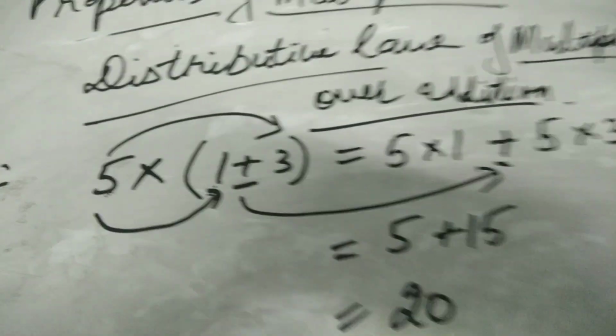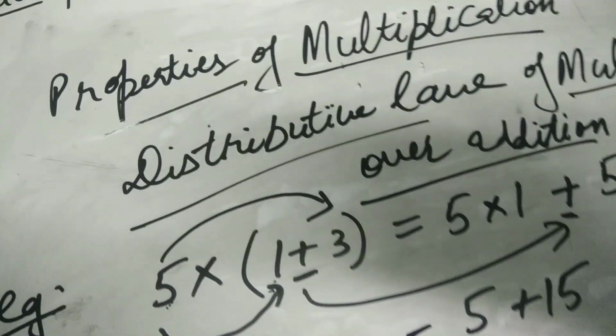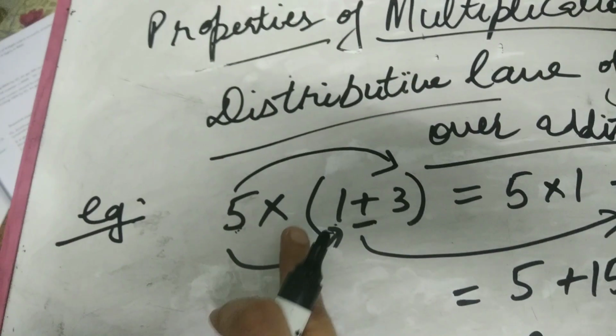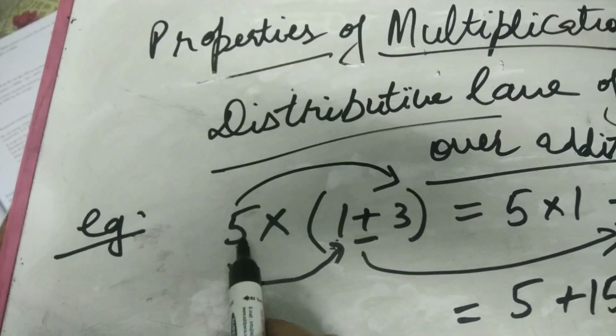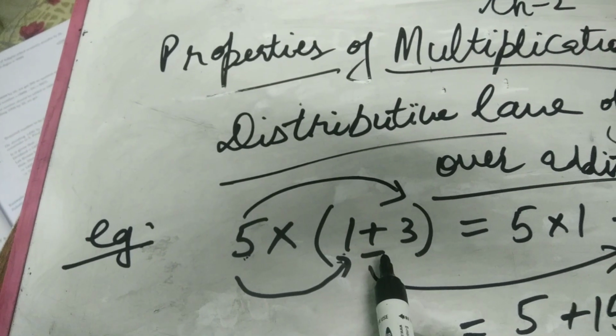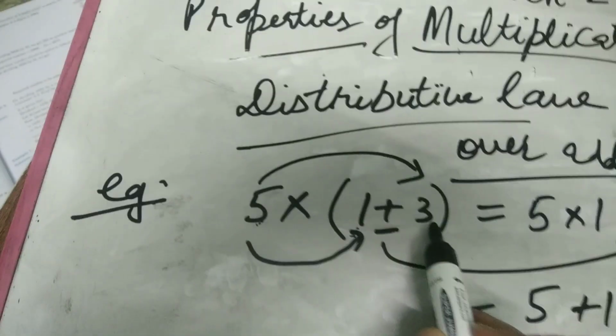You must have seen in the questions we have done all this. The main thing is you should know how to open the bracket. 5 you multiply by 1 first, then plus, then 5 you multiply by the second number.